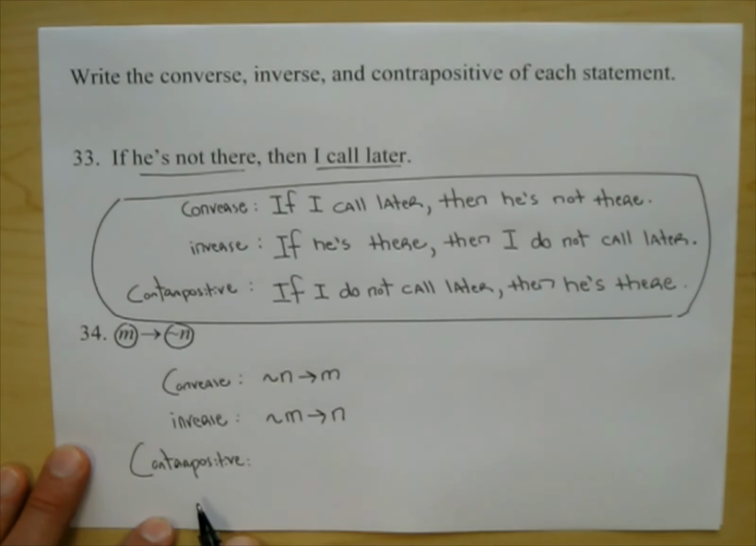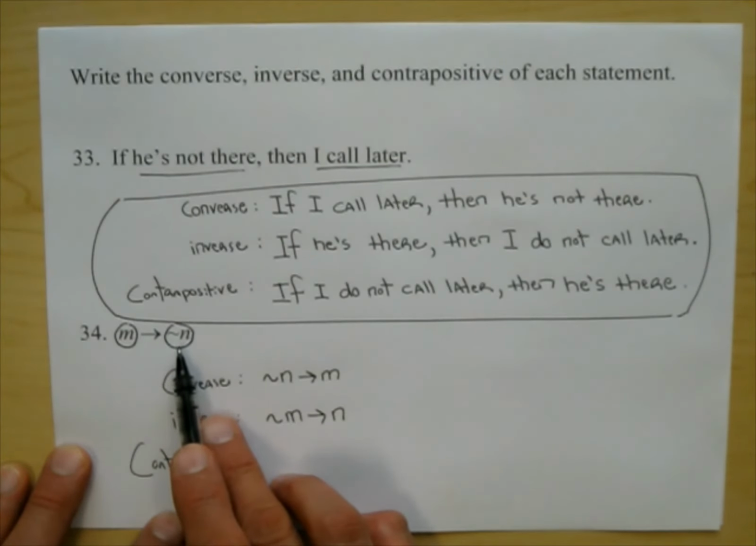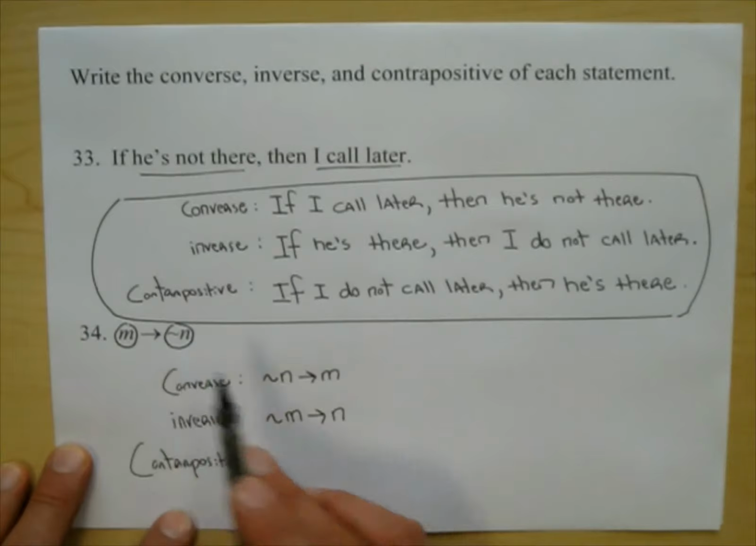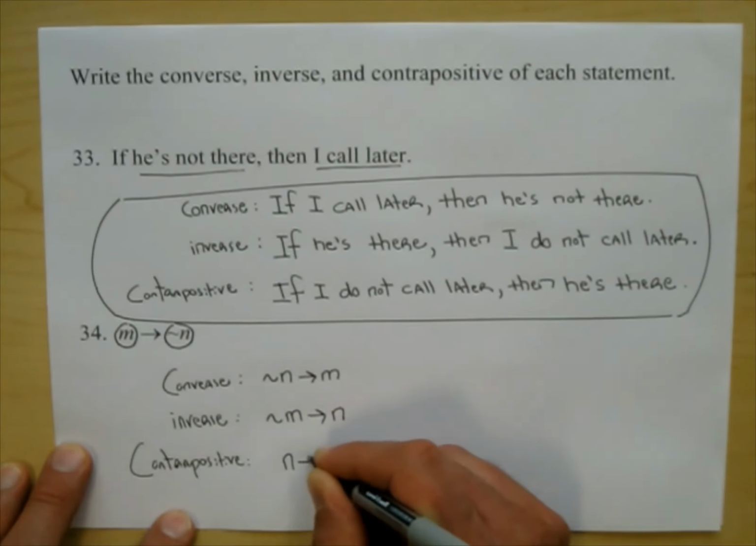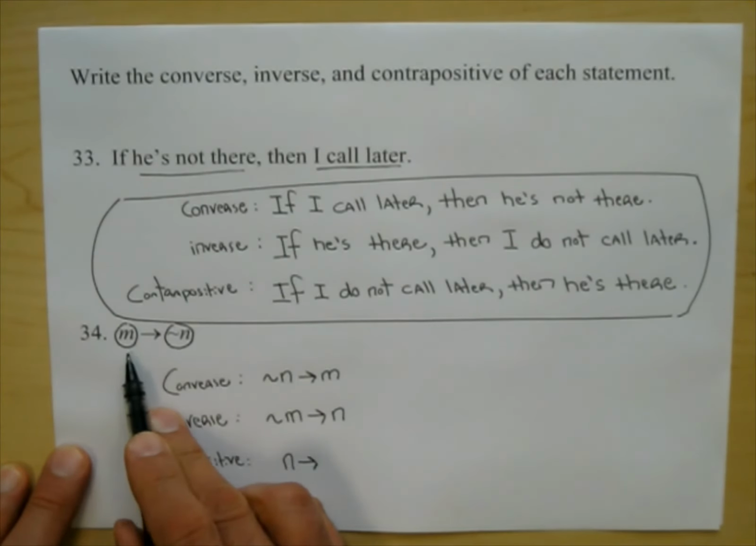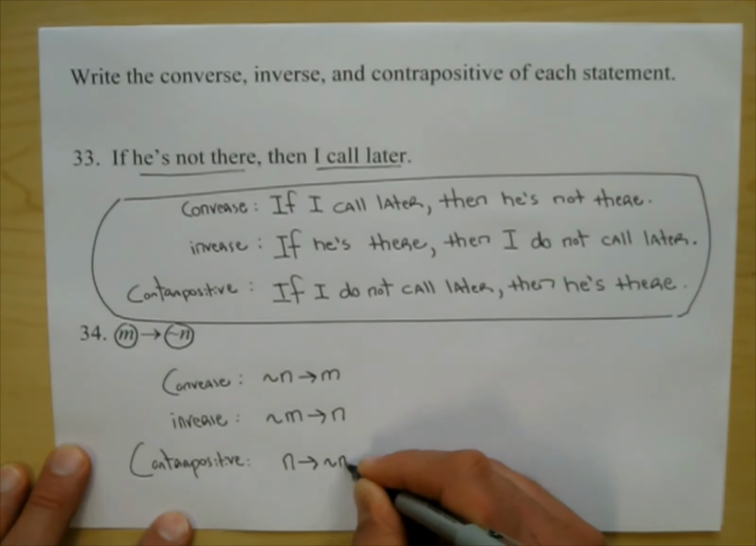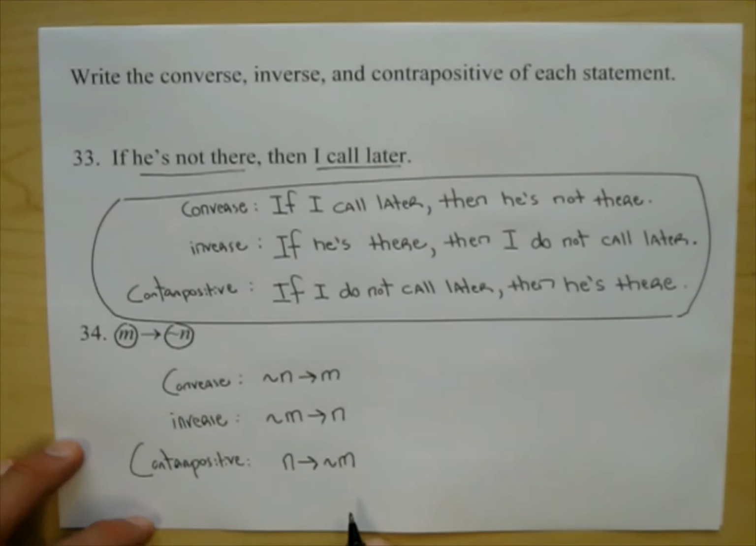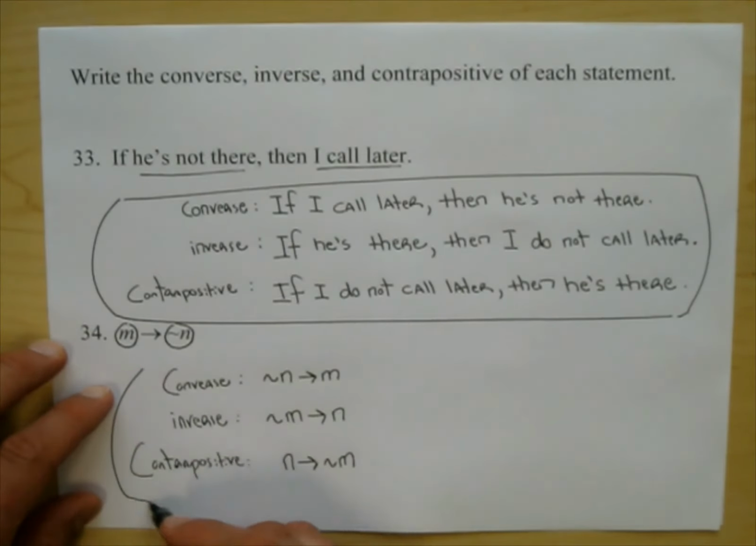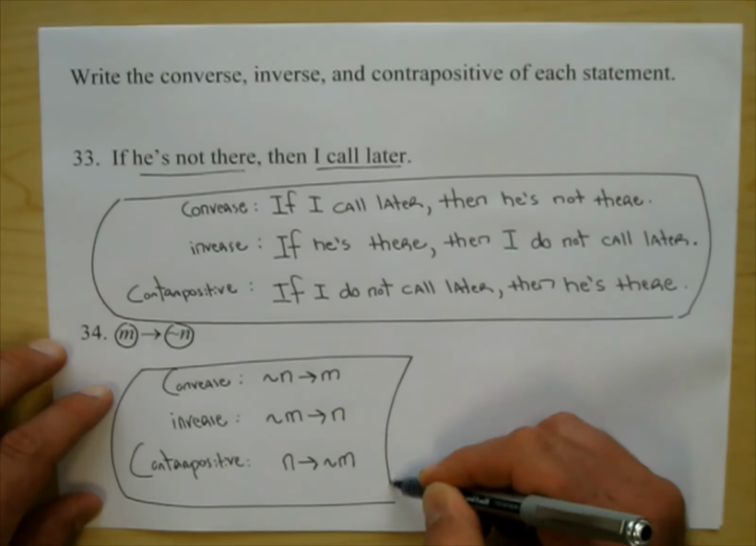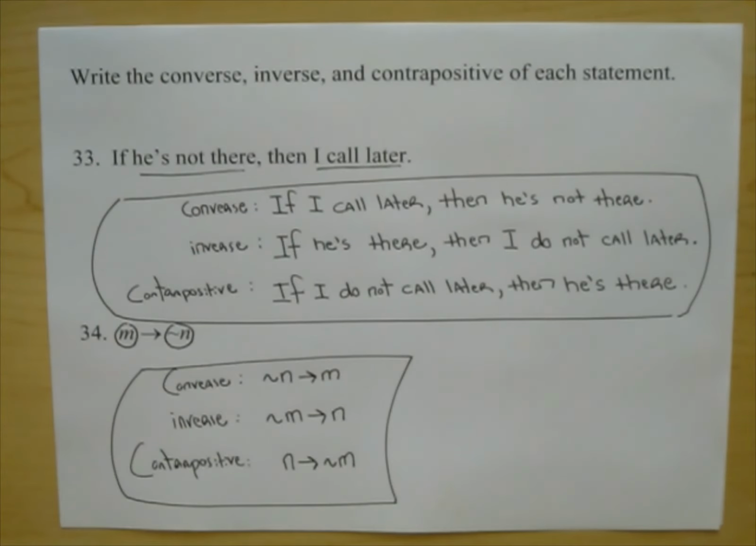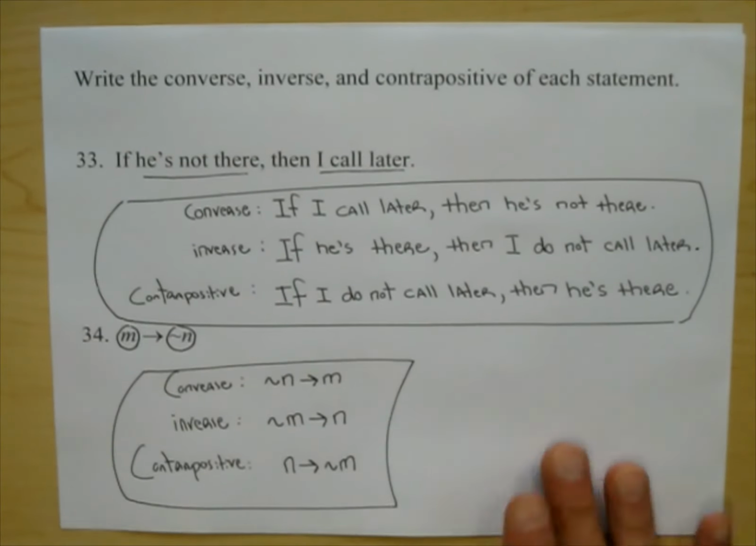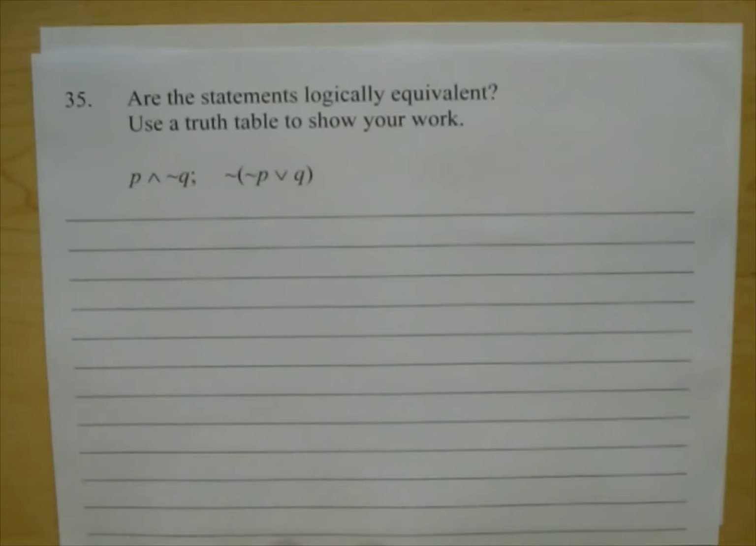The contrapositive is a swap and a negate. So I'm going to go ahead, this one's going to go first, but it's going to also be negated. This is going to be if not N, then not M. And so that is how you do these problems. Let me go ahead and box this. And we only have a few more problems to do. 35, 36, 37. So let's go ahead and do problem number 35.